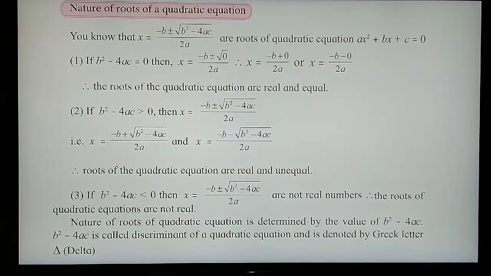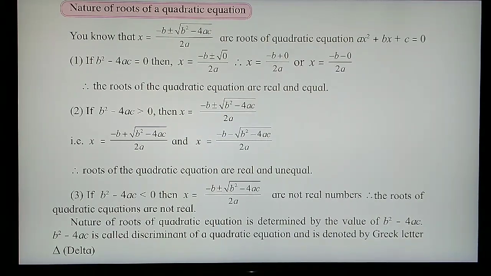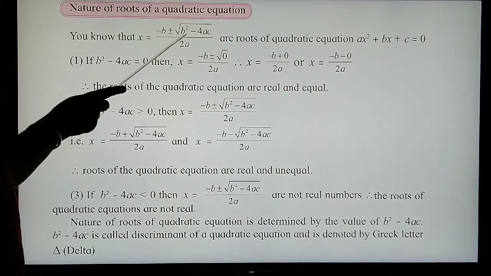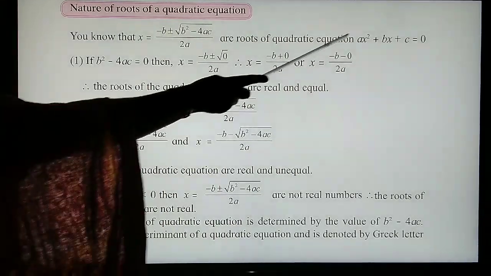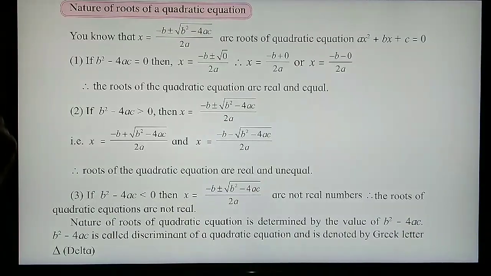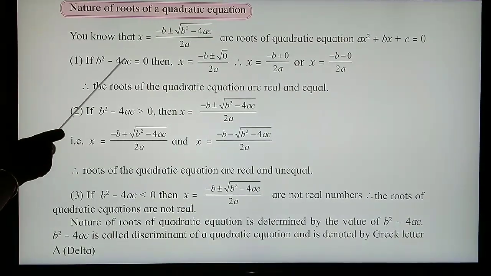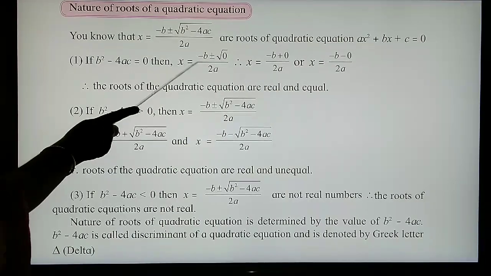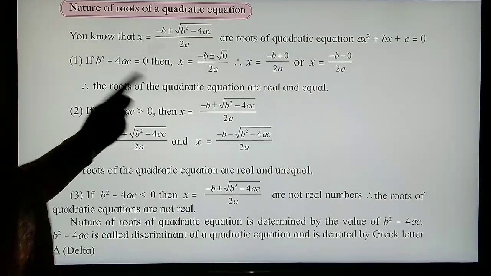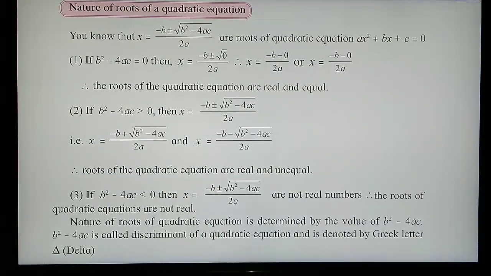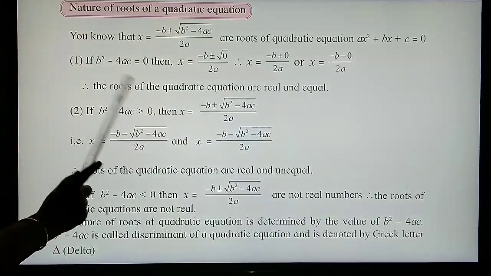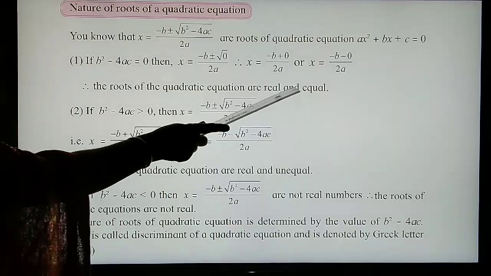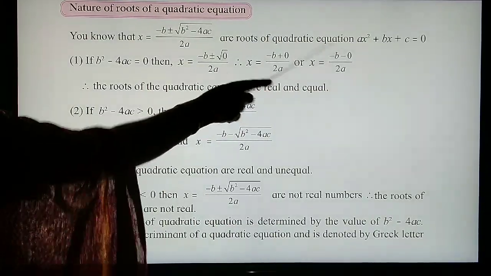Students, today we will start the next part of quadratic equations: nature of roots of a quadratic equation. We already saw x equals minus b plus minus under root b square minus 4ac upon 2a, and our standard form is ax square plus bx plus c equal to 0. Now see the first point. If b square minus 4ac equals 0, then x equals minus b plus minus under root 0 upon 2a; first we take plus 0 and then minus 0. So the roots of the quadratic equation are real and equal. Why equal? Because the value of x becomes the same.